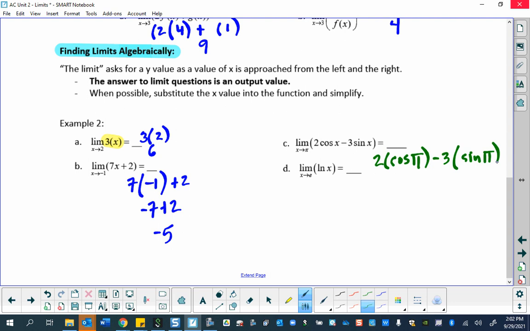This is where we expect you to know your unit circle. We expect you to have the value of pi at the front of your brain. We expect you to know that the cosine of pi is, say it out loud, please. The cosine of pi is -1 minus 3 times, what is the sine of pi? 0. Which is going to give me a value of -2.